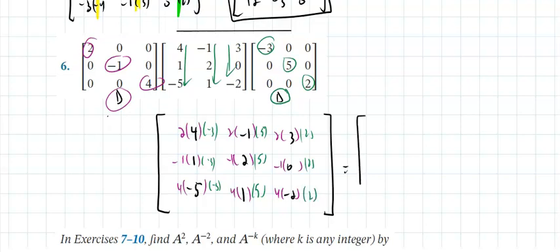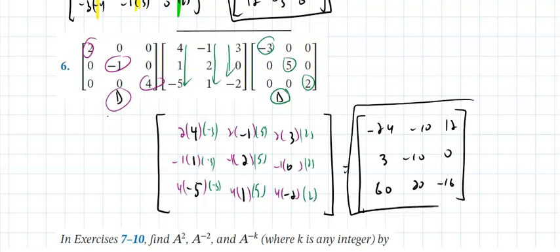And that turns out to be, what is that? 8, negative 24, negative 10, and a 12, 3, negative 10, and a 0, and 60, yeah, 20 times 3, and 20, and negative 60. So multiplying on the left of a matrix, you end up multiplying the rows, and multiplying on the right, you end up multiplying the columns.